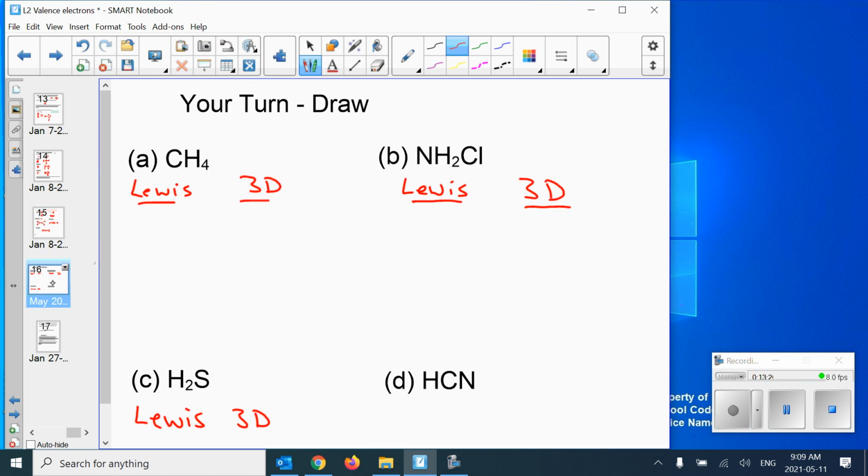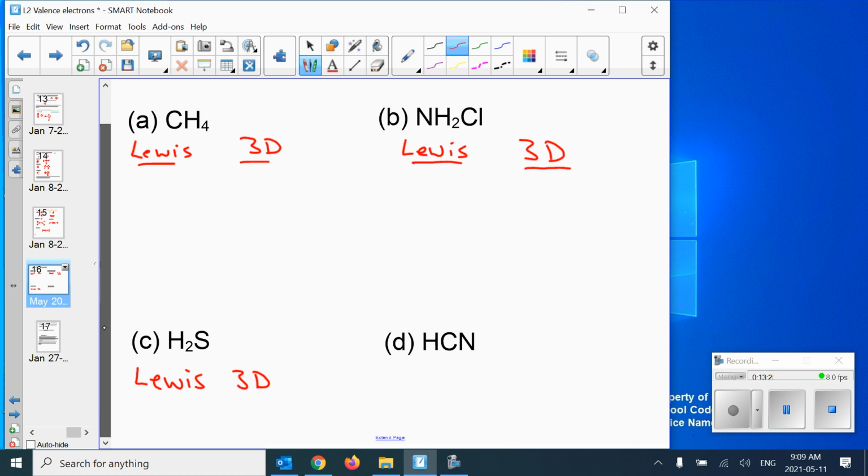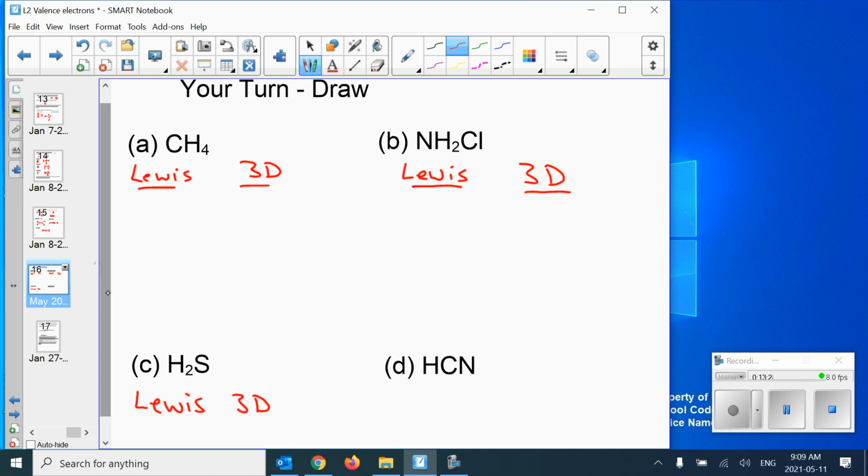I'm going to ask you to try a few more. Don't worry about the 3D right now, just what we call Lewis structures. Pause the video, try these out. Resume when you want to check over your answers. Okay, I'm assuming you tried this. Keep it in mind, CH4, 4 bonds for carbon. 4 singles, we'll bond 4 times. 1, 2, 3, 4. H, H, H, H. That's what your methane, CH4, looks like.